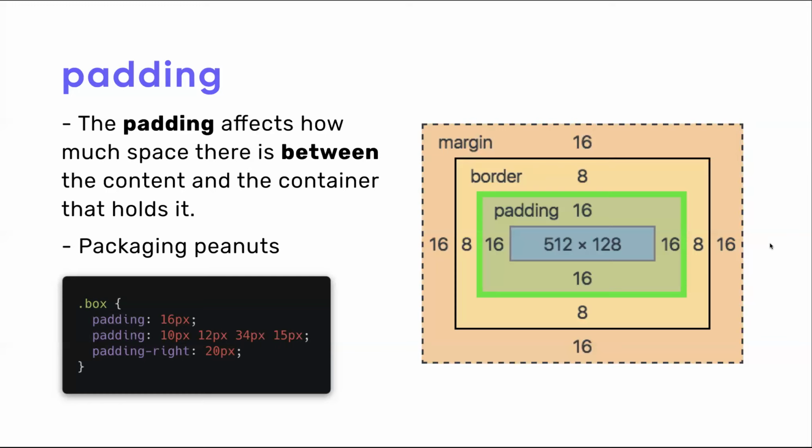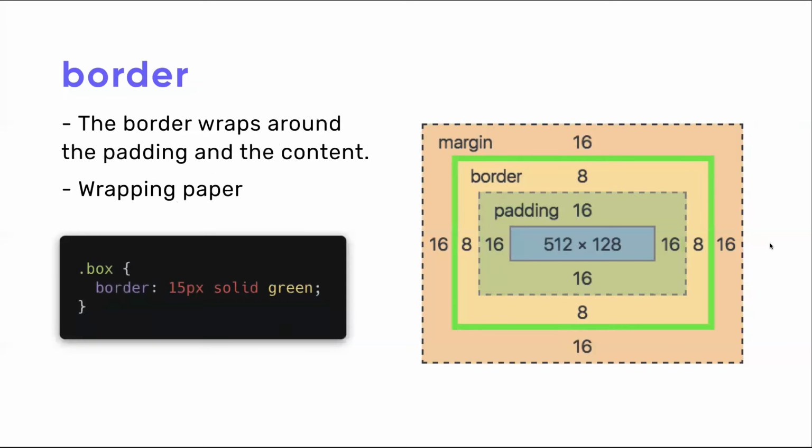And then next we have border, which is the wrapping paper in the gift analogy. So the border wraps around both the padding and the content. So in this example, by specifying just the word border, you can pass it in 3 values. The first value is going to be how thick the border is. The second value is like the pattern. So solid is just a solid line. You can have dotted, you can have dash. I don't know what else you can have, but those are options for you. And then lastly, you have the color, which is green in this scenario.